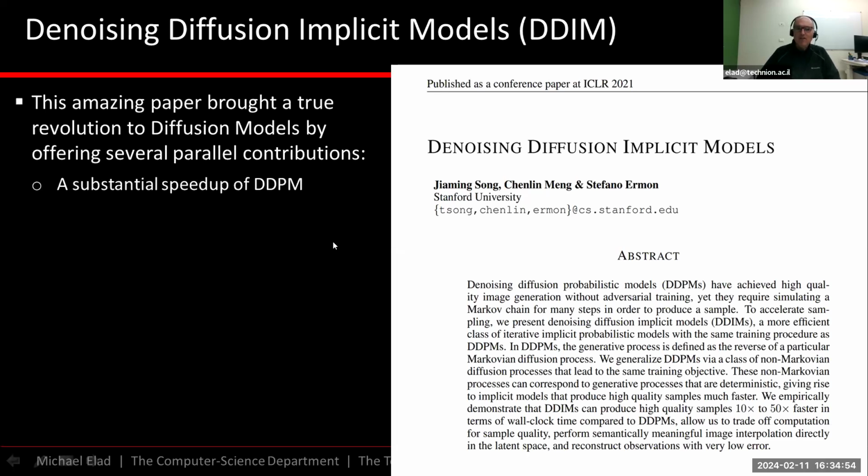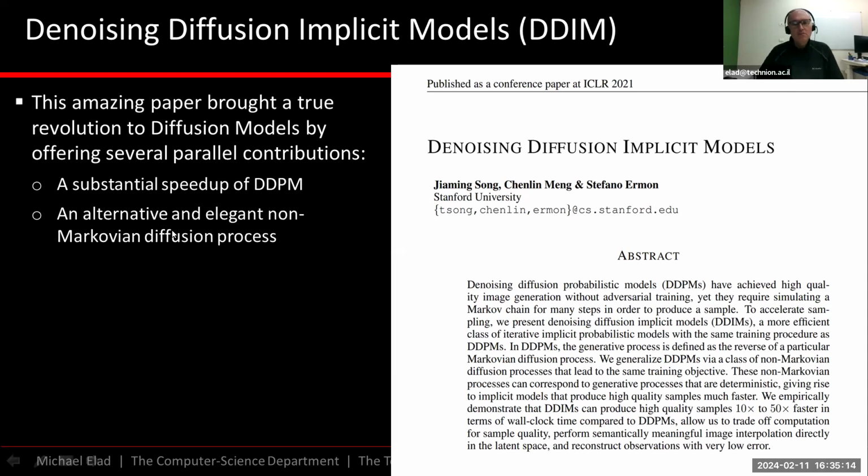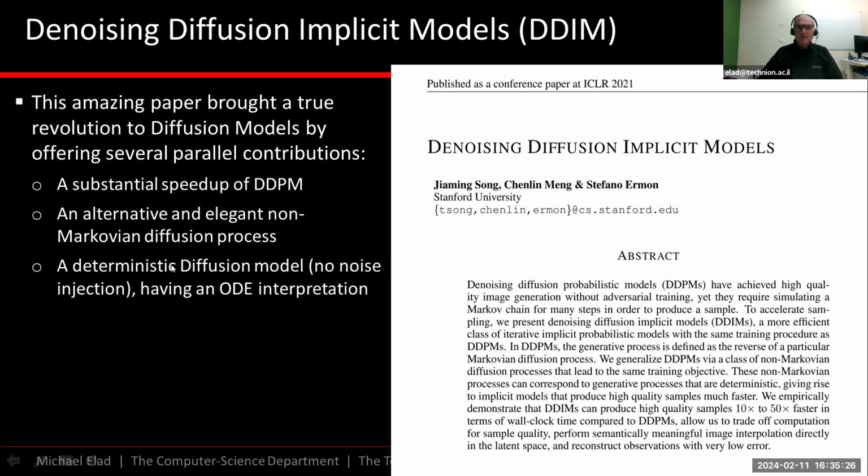And why? Beyond the fact that it does provide a speed up for DDPM. I remind you, DDPM, Denoising Diffusion Probabilistic Models, this is the algorithm we discussed last week. So beyond the substantial speed up that we will see, it has additional merits. For example, it is offering a very strange non-Markovian forward process for the creation of the chain of images, which is quite different from what we are used to think. Another thing is the fact that they're offering a deterministic diffusion algorithm.